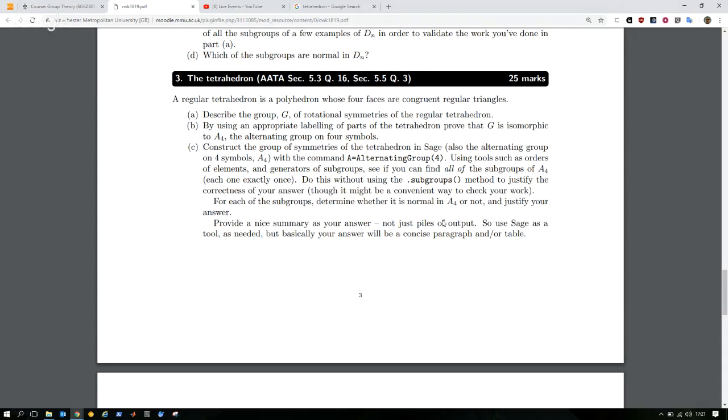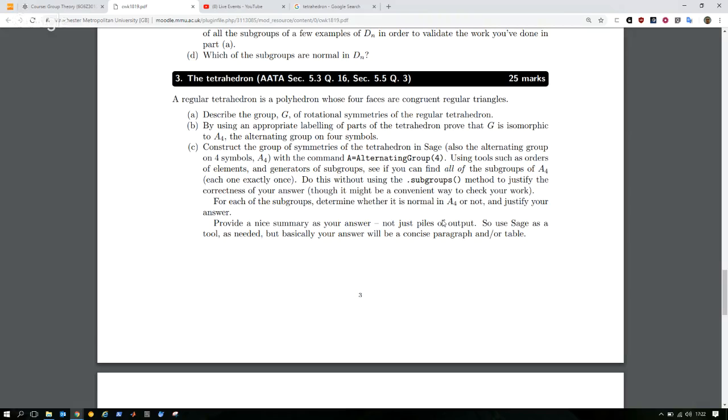Question A says describe the group, which more or less just wants you to describe it in the words I've used. So like you fix one vertex and you can rotate the triangle, and then there are other elements. So you just kind of list the elements. That's a good answer to question A.